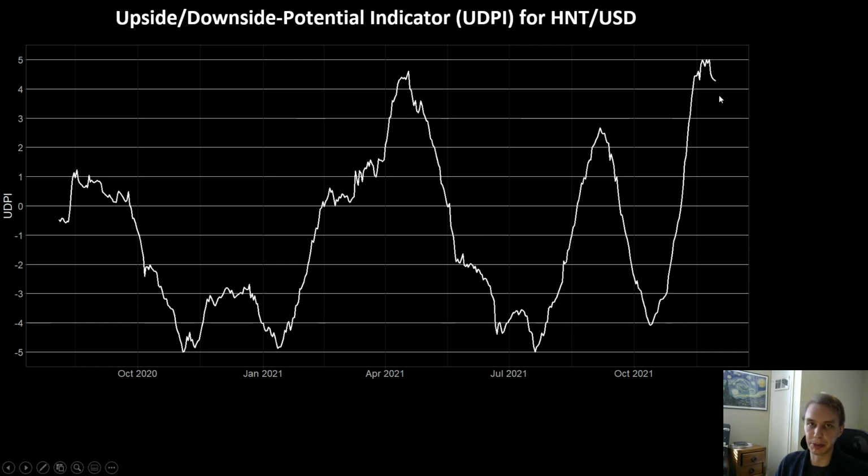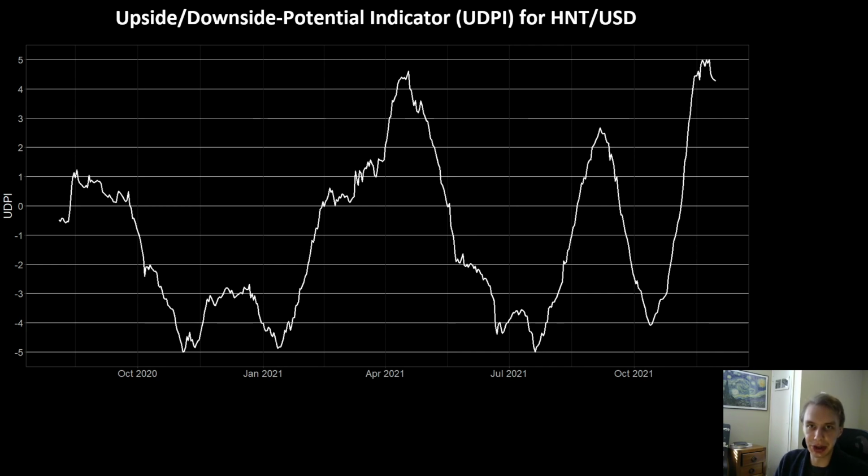And I personally think it's quite likely we're not going to see HNT put in a lot of work to the upside for a little while. It'll probably take at least a month, I'd guess, if not more, for HNT to cool off. And it'll probably either be that sideways action, as I was mentioning, or potentially even correct down a little bit more before it's ready to put in its next big move to the upside.